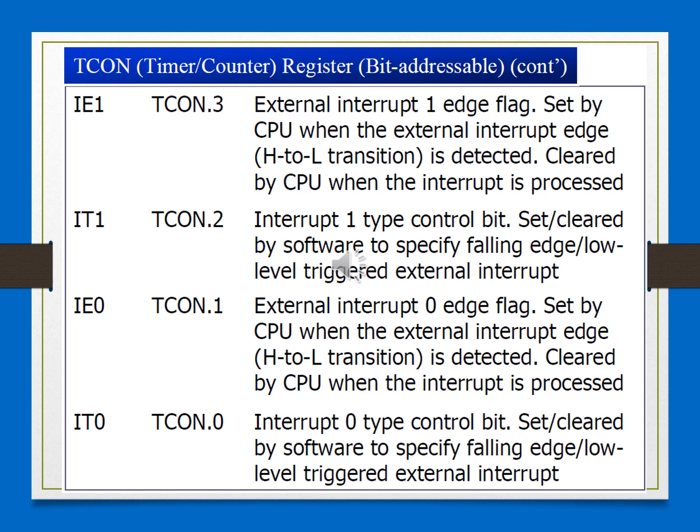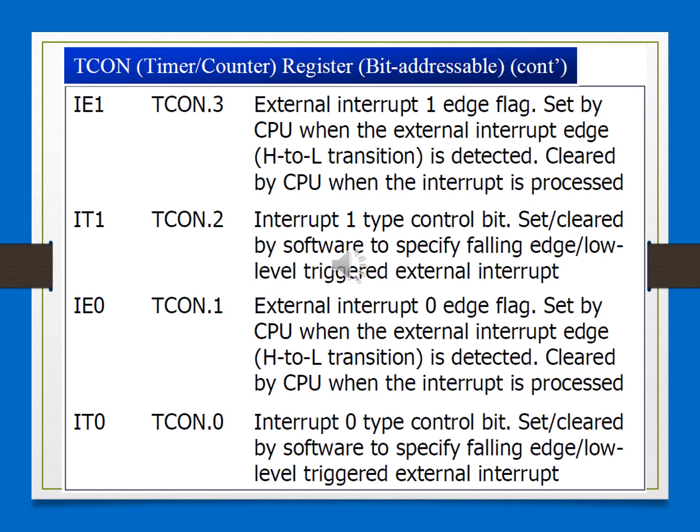All right. Now IE0, TCON.1: observe that it is the external interrupt 0 edge flag, set by the CPU when the external interrupt edge, that is a high to low transition, is detected. It is cleared by the CPU when the interrupt is processed. So what do you understand?